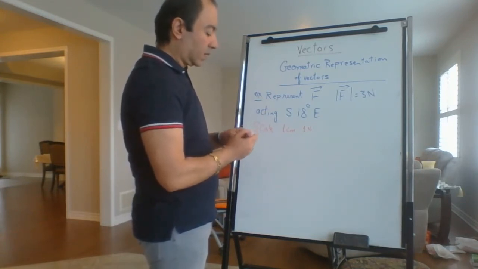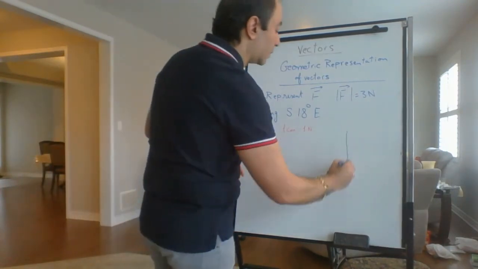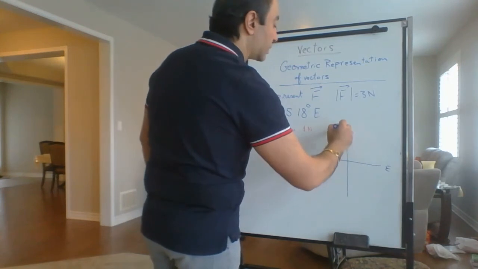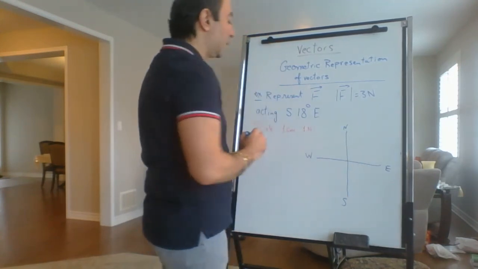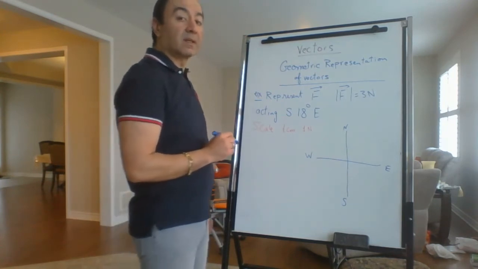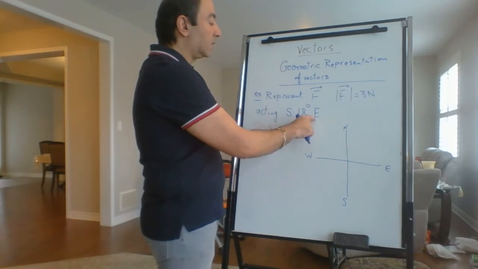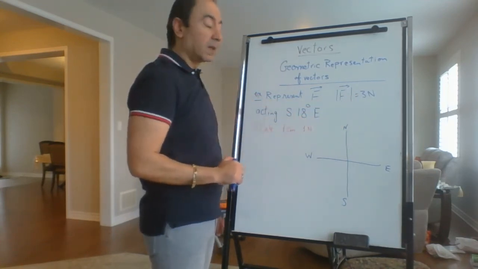And then we are going to, this is our coordinates, this is east, this is north, this is south, this is west, and we want to represent 3 Newton acting south 18 east. So this is the magnitude and this is the direction.